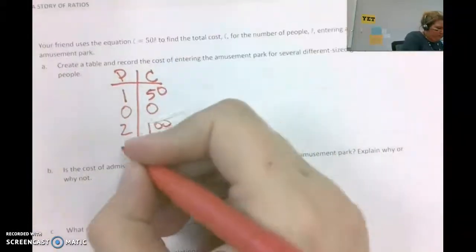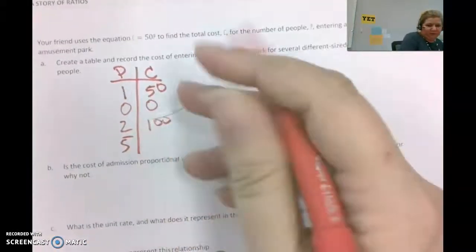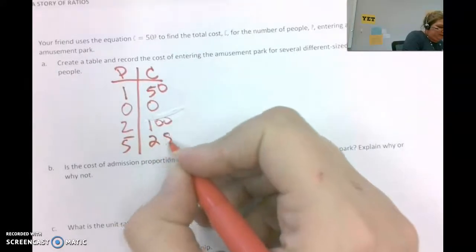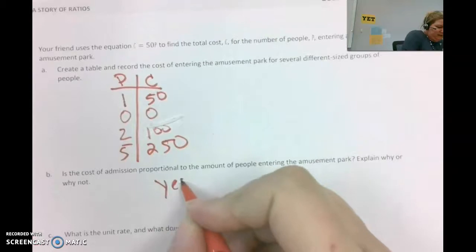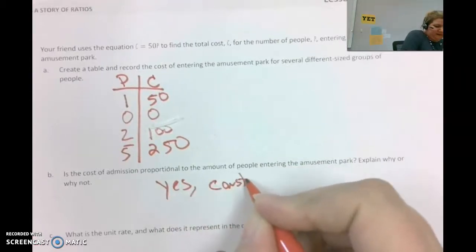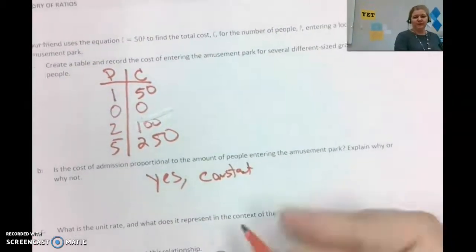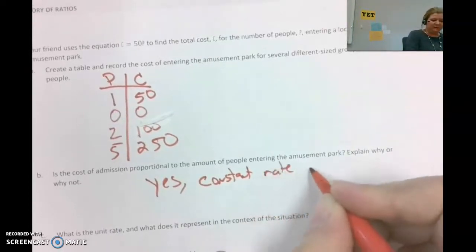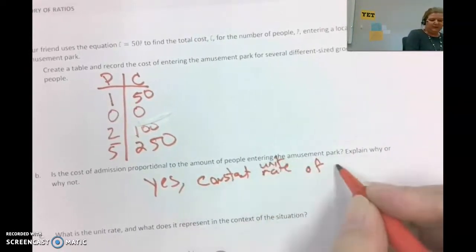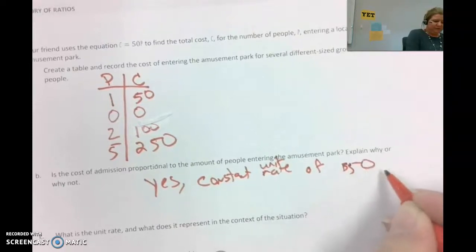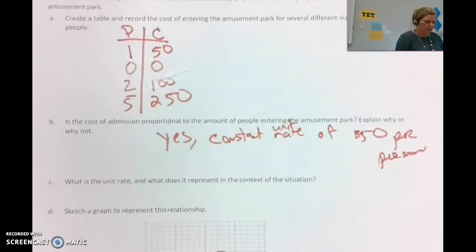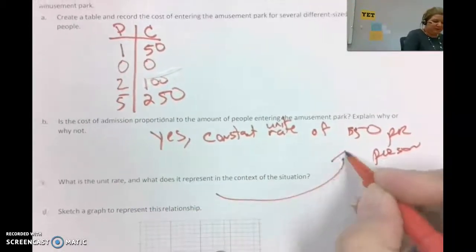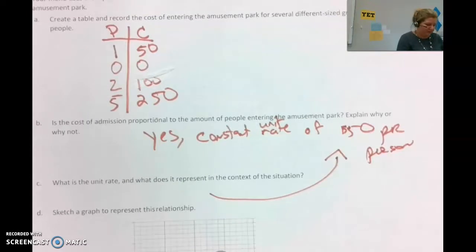Okay, then what if I did 5 people? 5 people, $50 each. 5 times 50 is 250. So is the cost proportional? Yes. It has a constant unit rate, or constant rate, unit rate of $50 per person. What is the unit rate and what does it mean in context of the situation? I just answered that. So now we're going to sketch a graph of the relationship.